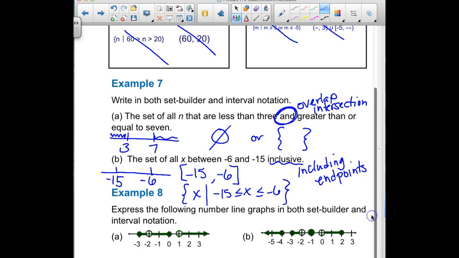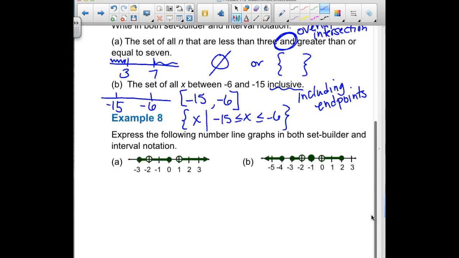All right, and our last example for today. Express the following number line graphs in both set builder and interval notation. Now you'll notice that there's several pieces here, so we're going to have to take each one separately. Our first chunk is right in here. We want to go from negative 3 to negative 2. Since we have a solid dot, it means it includes negative 3, but it does not include negative 2.